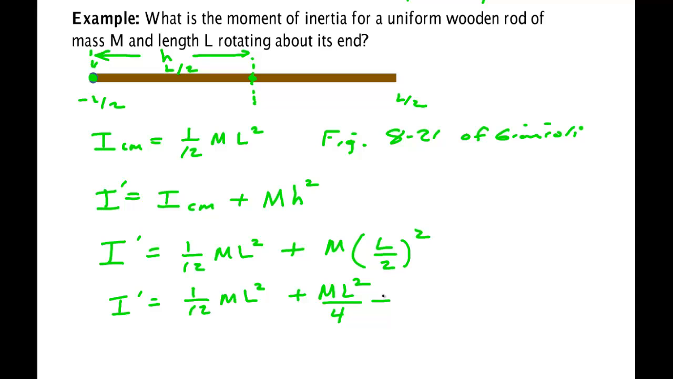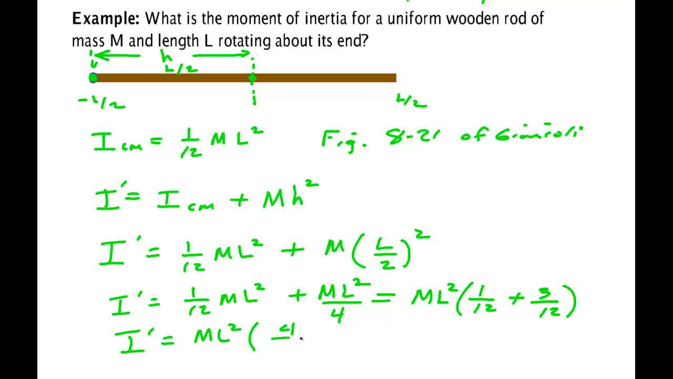Now I need to find a common denominator for those. mL squared, I have 1/12. 1/4 is 3/12. So that means mL squared, 1 plus 3 is 4/12. But 4/12 is 1/3. And that value is also in Giancoli.